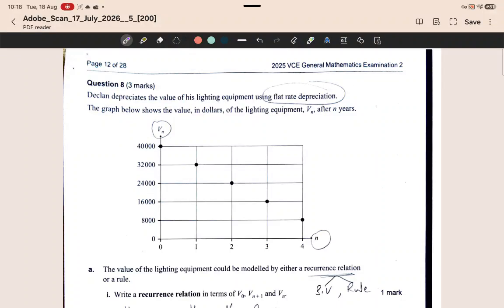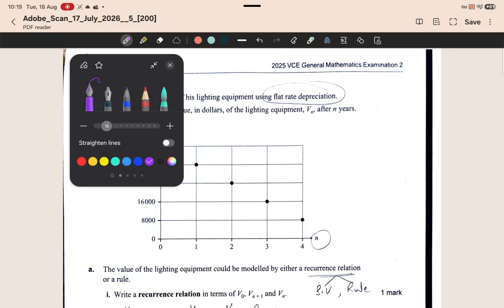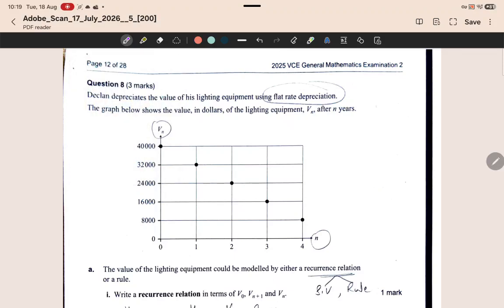Let's discuss questions 8 and 9 of the 2025 General Maths paper. Here Declan depreciates the value of his lighting equipment using flat rate depreciation. So when you see flat rate depreciation, you've got to be extremely careful about the concepts that you use, because it's very different from reducing balance depreciation.